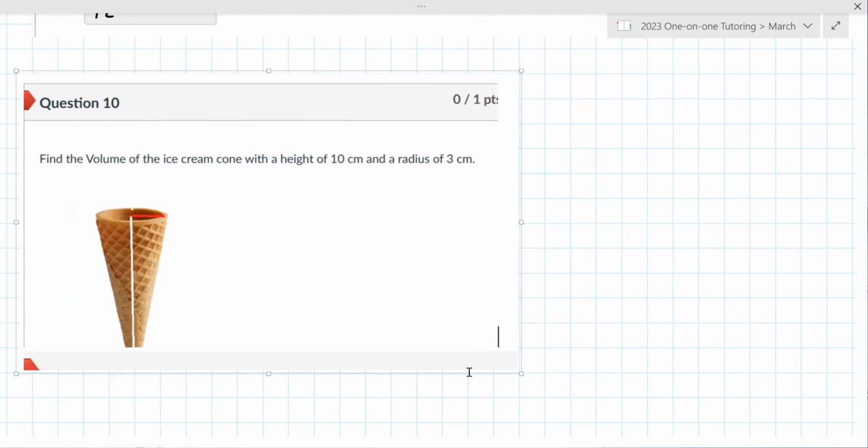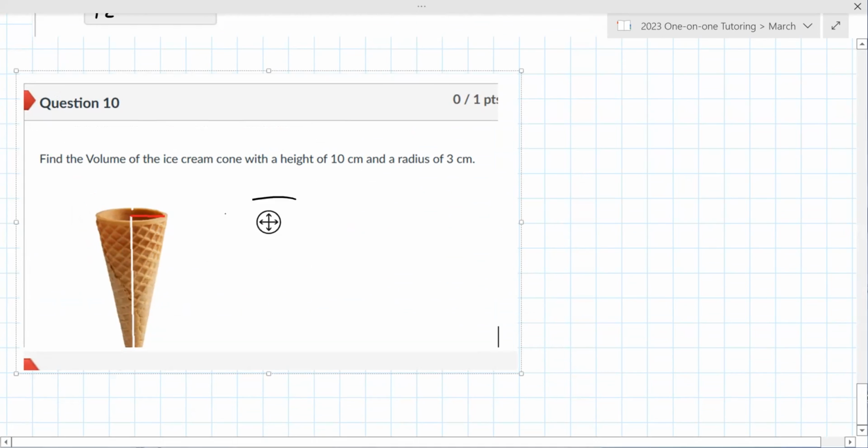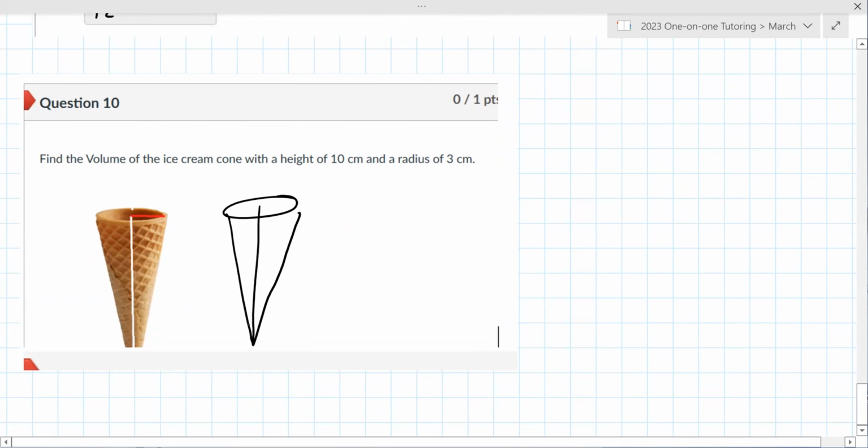Find the volume of the ice cream cone. You're supposed to presume that it's a cone, which is reasonable here. Height 10 and radius 3. The volume of a cone is 1/3 pi r squared h. Your radius is given as 3. Your h is 10.